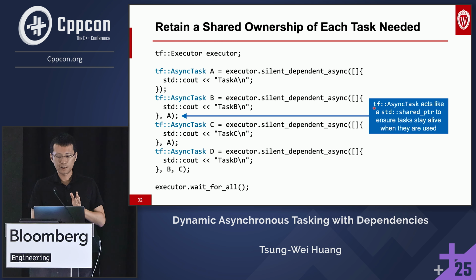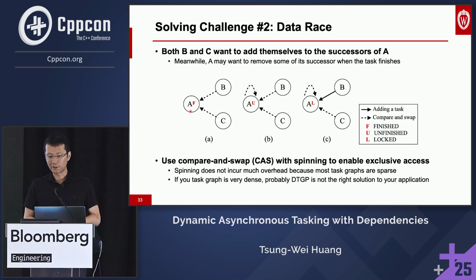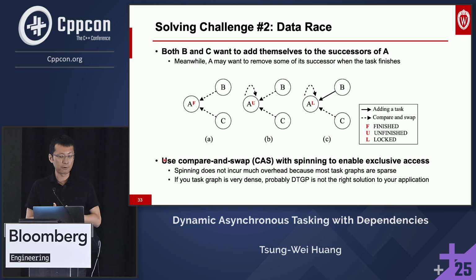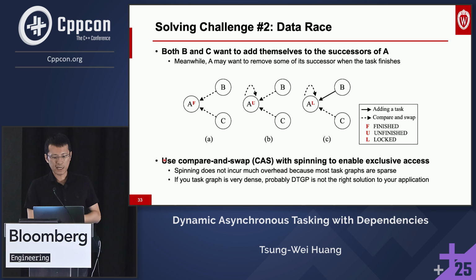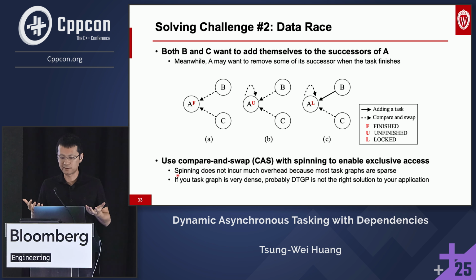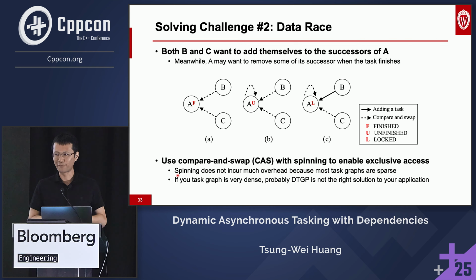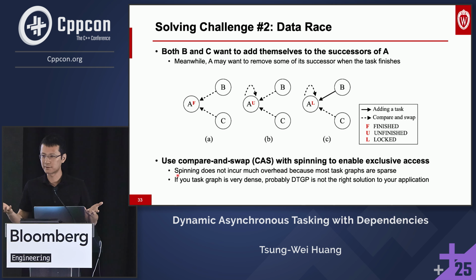A very simple solution, of course, is to use a mutex to enable exclusive access, but a mutex is very pricey, especially when you have many dependencies on your task. So instead, we find using the simple compare and swap operation with spinning to enable exclusive access is good enough. And this spinning does not incur that much overhead because in practice, most task graphs from common applications are very, very sparse. And if your task graph is very dense, then probably a task graph is not the right solution for your application, because you have too many dependencies.